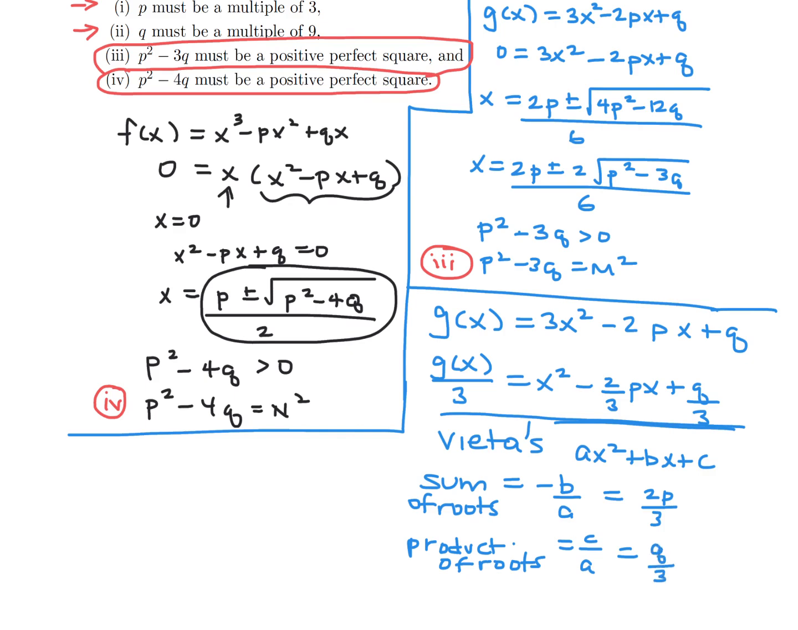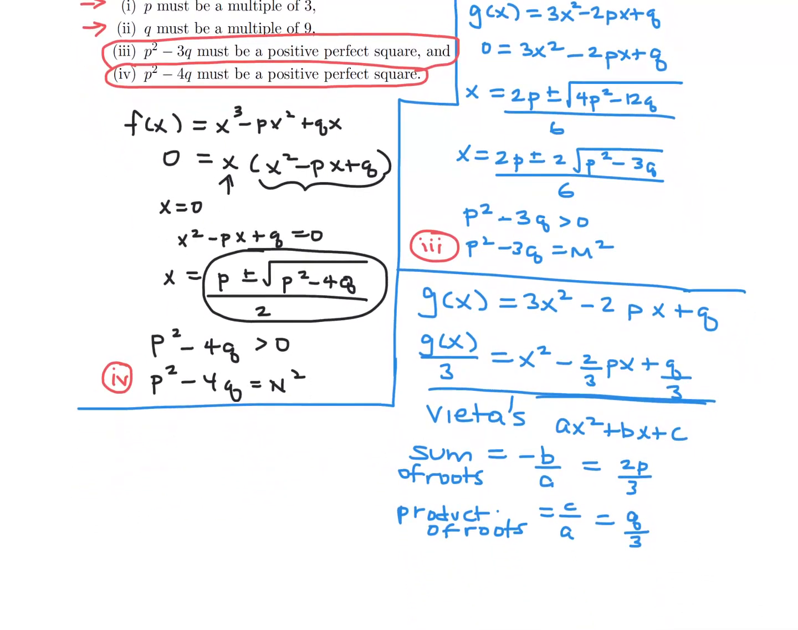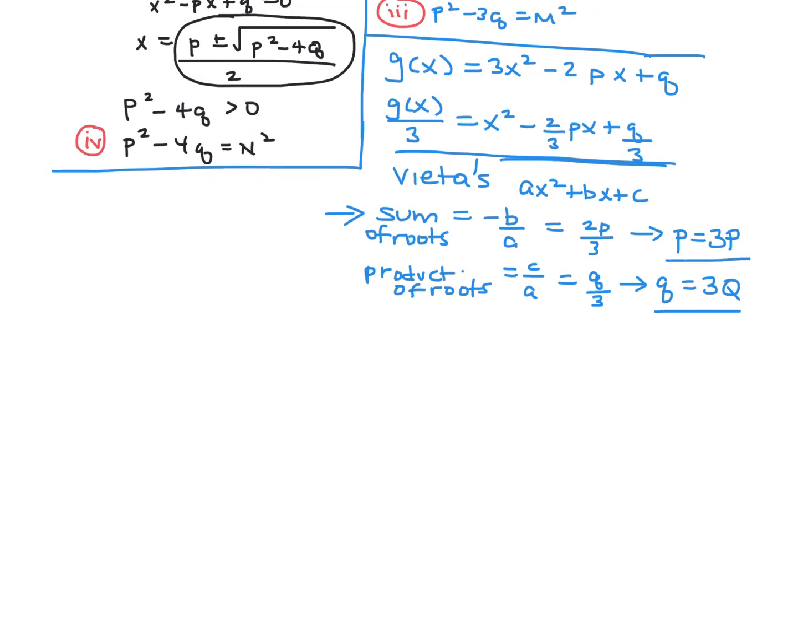Now, since the roots are integers, correct? Yeah, they're distinct integers. Then the sum of the 2 integers would also be an integer. So the only way that can be true is if p is a multiple of 3, so we'll just call it 3 capital P. And same thing, the product of those 2 integers will also be an integer. So the only way that's true is if q is also a multiple of 3, so we'll call it 3 big Q. Those are 2 very important findings that we have to make a conclusion for.